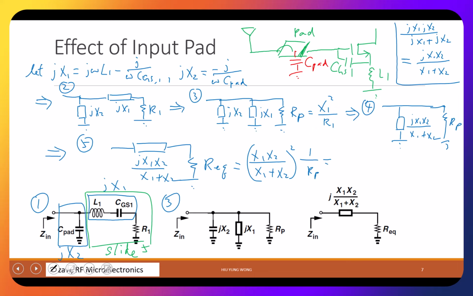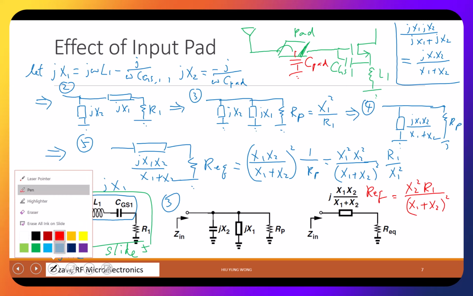So let's just plug in. Then here I get X1 squared, X2 squared divided by X1 plus X2 squared, right? And then divided by Rp will be times R1 divided by X1 squared. So X1 got cancelled, right? So eventually, we have R equivalent equal to X2 squared R1 divided by X1 plus X2 squared. It's all math, but just a practice. You need to do this very often, right, in RF circuit. And of course, this is the 5th circuit also. I did not label it.